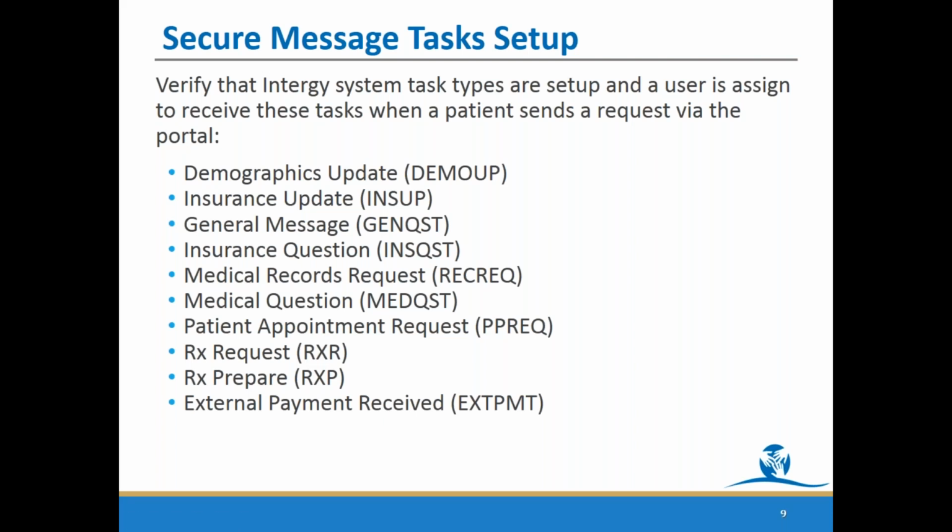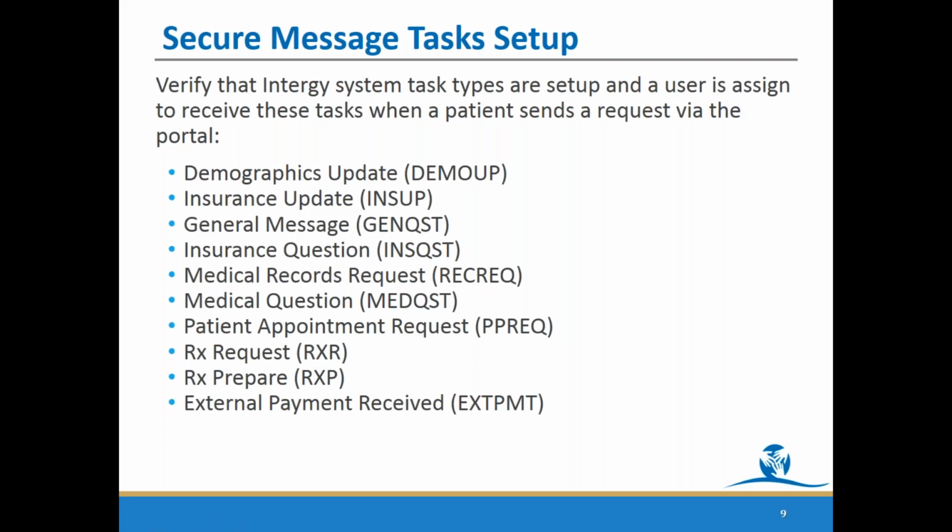If the patient just has a general question, they can also select the task called General Message. If they're requesting a specific medical records, you get that request. That's another task that gets set up. If it's a medical question, you have also the option to select it. Patient appointment requests, very popular. The patient can request what provider, what location, what times they want to schedule an appointment, and then your staff receives that task and is able to find an appointment for the patient and reply right back to the patient.